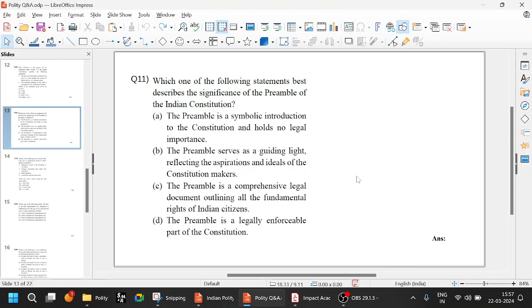Standardly, when you read Lakshmikant Polity or any such textbook, that's the reason you need to keep reading these textbooks, so that it will be easy for you to identify the statements. So it serves as a guiding light and it reflects the aspirations and ideals of the constitution. So this is the right option. And it is not legally enforceable: this is wrong. It is not a legal document. It is just a guiding light.